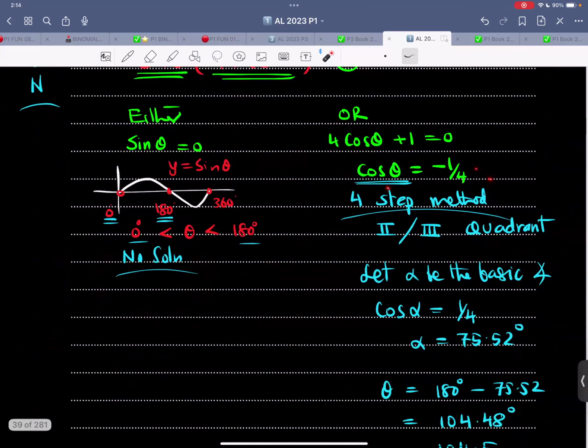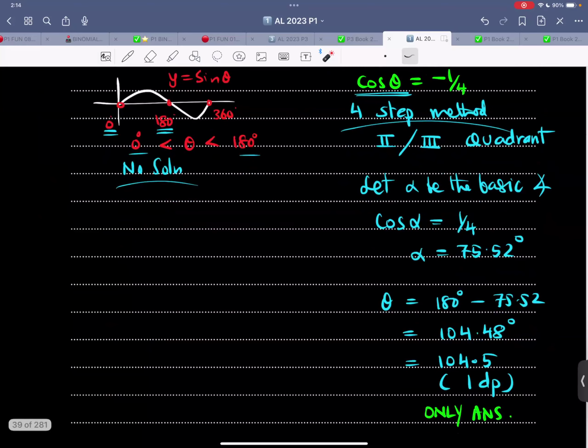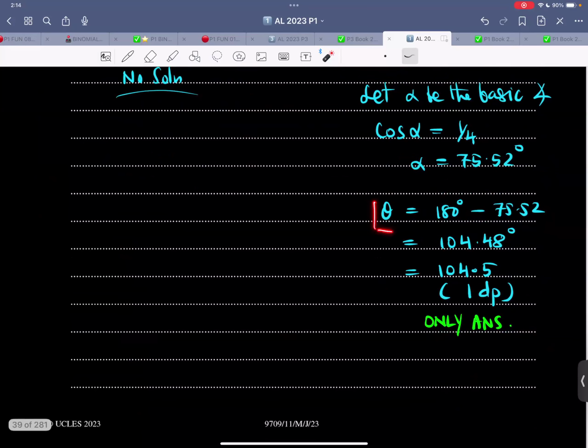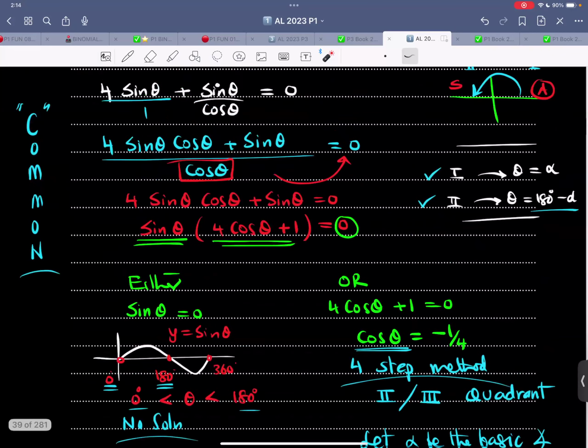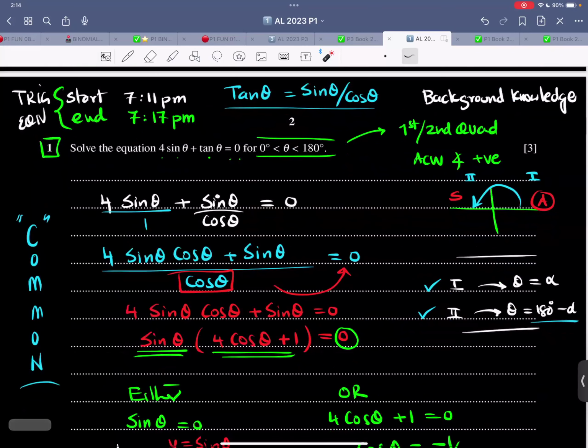Cosine theta is negative 1/4, the 4-step method, the quadrants, the basic angle with the positive ratio, ignore the negative sign. And we are interested in the second quadrant only. So therefore, only one particular answer. So I hope the first question is all clear.